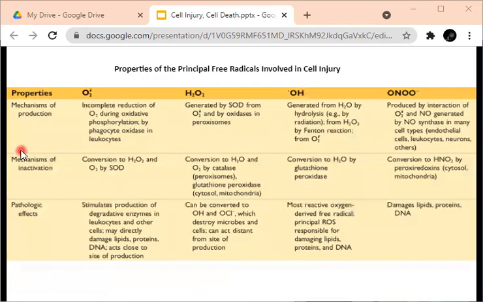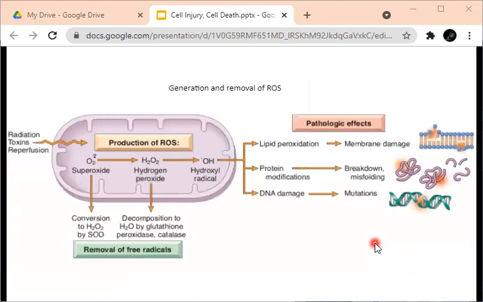Okay, so these are the principal free radicals involved in cell injury. Anyway, I have already uploaded your notes, so you can just study that. But remember the hydroxyl anion is the most reactive oxygen-derived free radical. Alright? So again, the damage is to lipids and proteins. Usually these are lipid peroxidation, although it can also damage other structures such as your DNA.